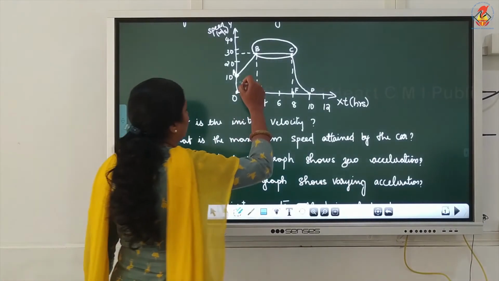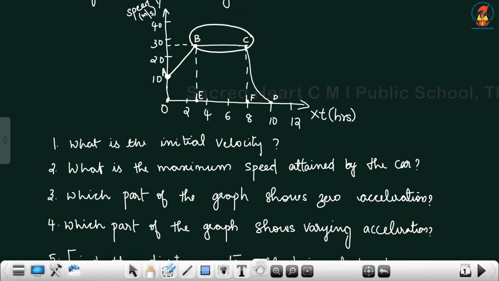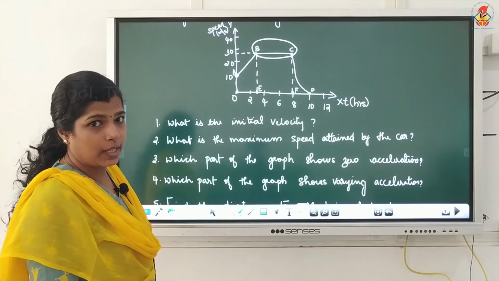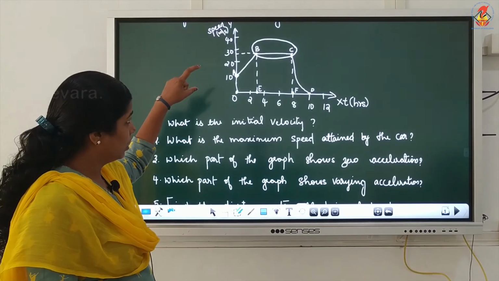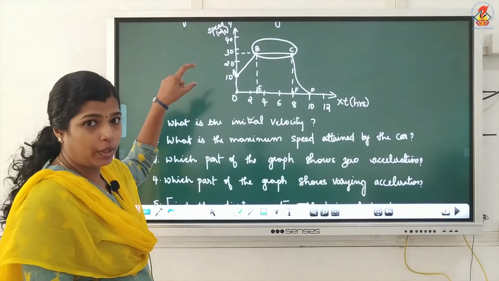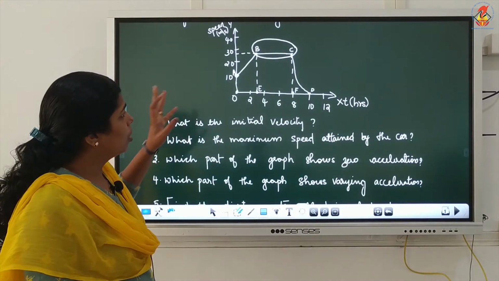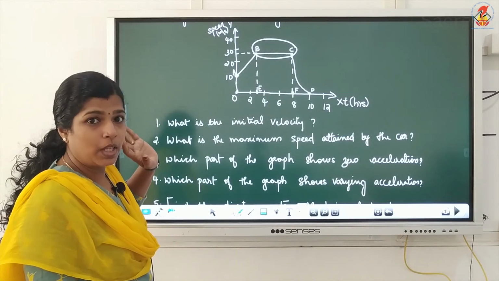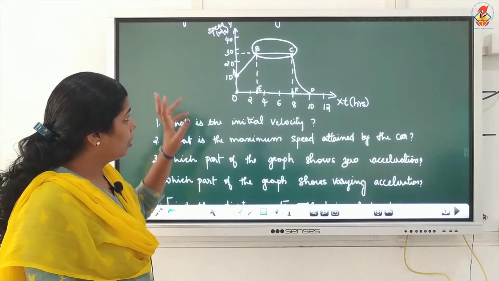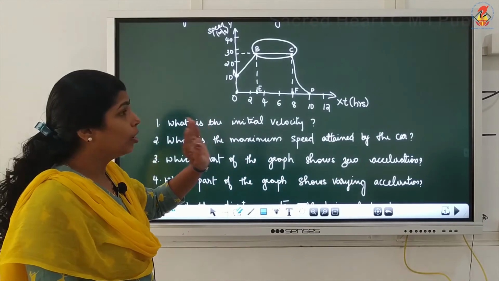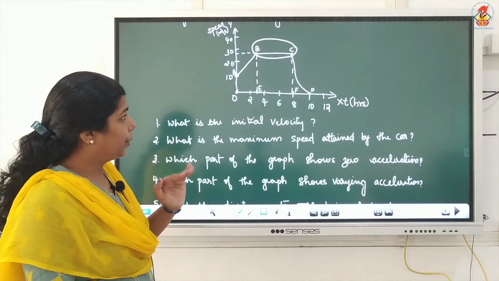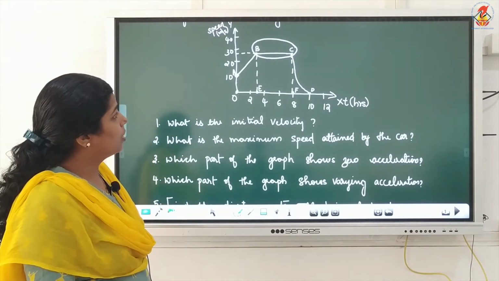Here it is represented from A to B, by a straight line sloping in the upward direction. So, that means the acceleration in that part AB is uniform. The slope is in the upward direction. So, the part AB represents uniform acceleration, BC represents 0 acceleration because it is a straight line parallel to the time axis. Then what about CD?